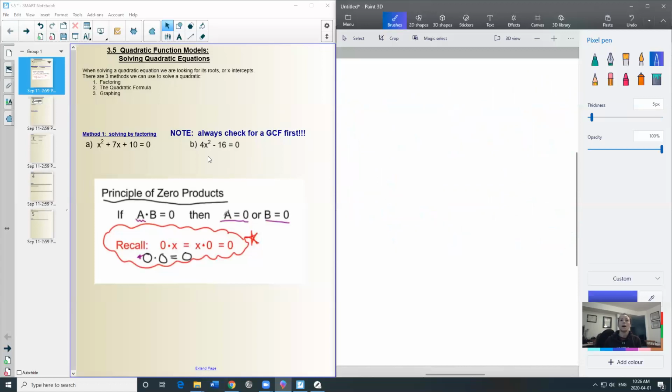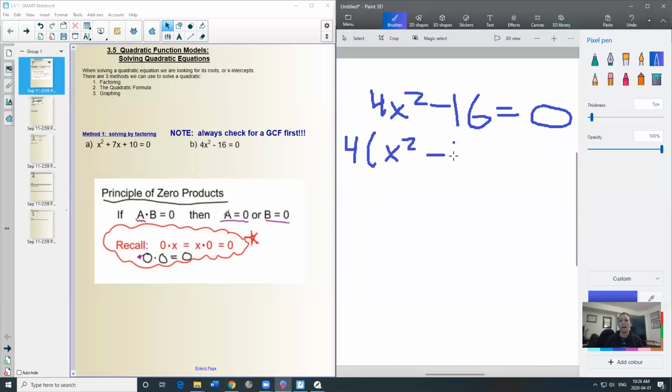Okay, 4x squared minus 16 equals 0. If I factor right away, I'm going to have a number in front of my variables, so I kind of want a common factor first. You should realize that you can factor out a 4. You would be left with x squared minus 4.